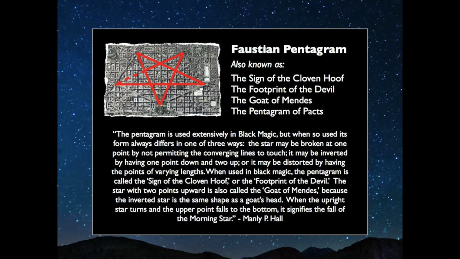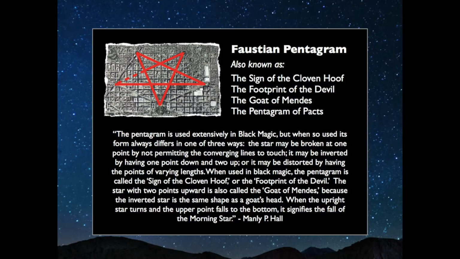One of the most common shapes we'll see used in occult circles is the pentagram. This is the Faustian pentagram, also known as the sign of the cloven hoof, the footprint of the devil, the goat of Mendes, or the pentagram of Pythagoras. The pentagram is used extensively in black magic, but when so used, its form always differs in one of three ways. The star may be broken at one point by not permitting the converging lines to touch. It may be inverted by having one point down and two up, or it may be distorted by having the points of varying lengths. When used in black magic, the pentagram is called the sign of the cloven hoof, or the footprint of the devil.